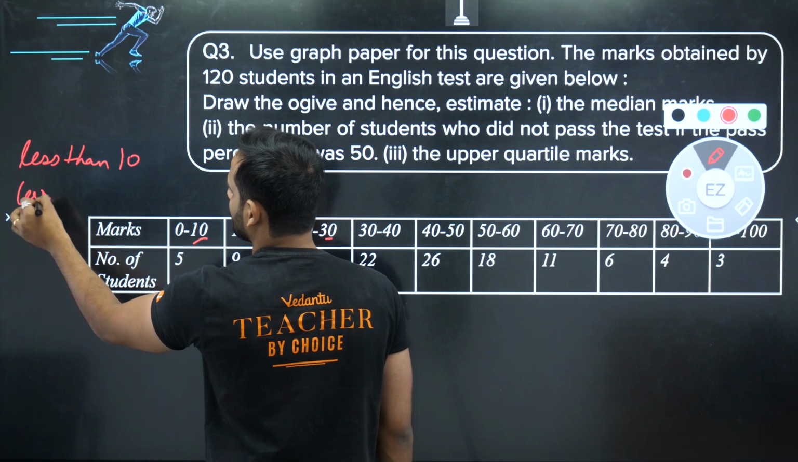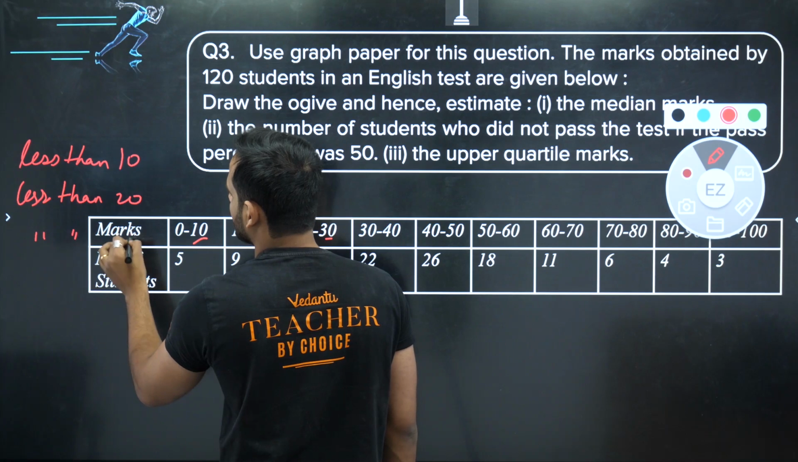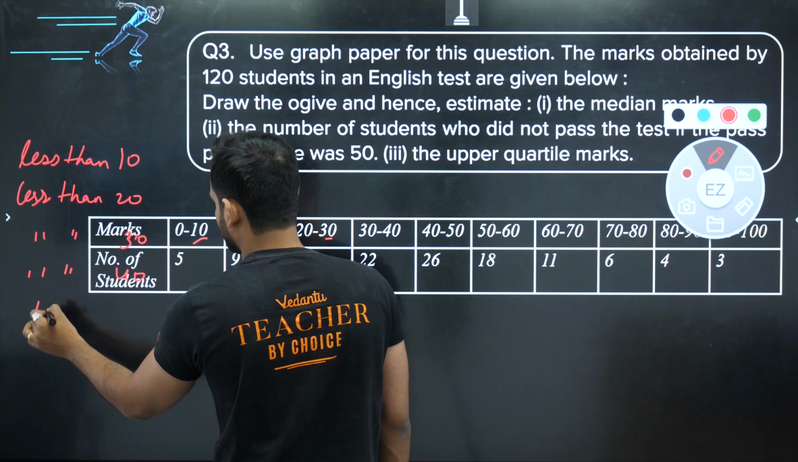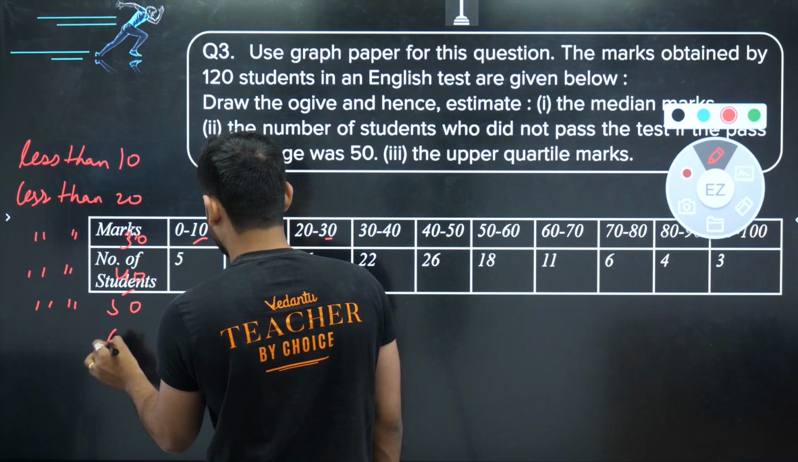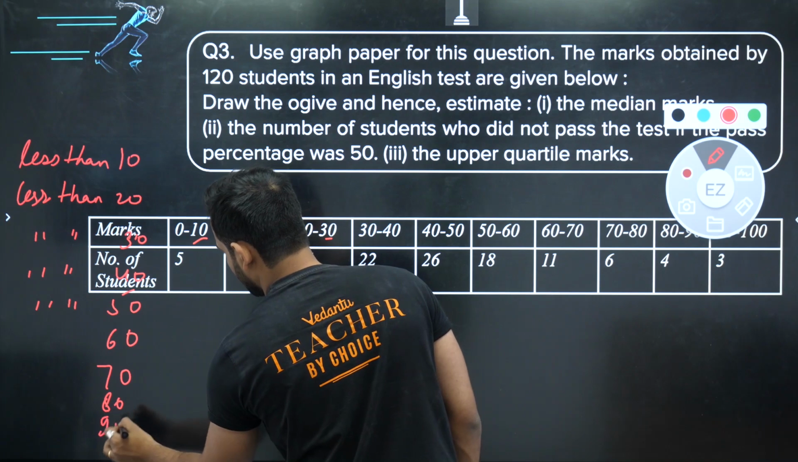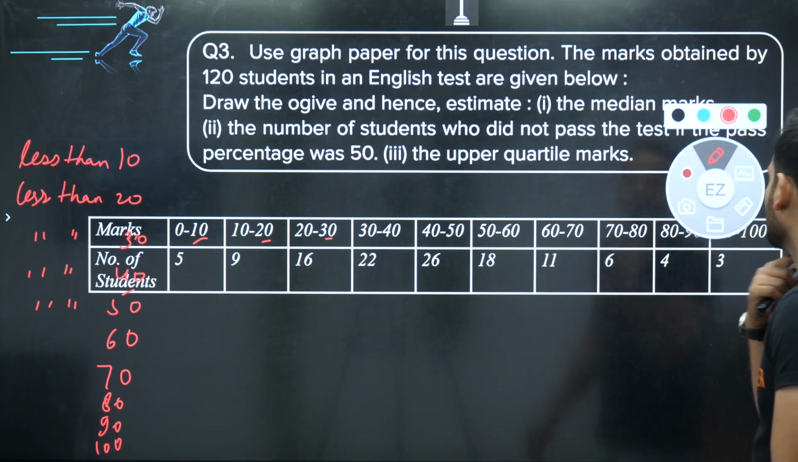Then the next part is going to become less than 20. Then the next part will become less than 30. Okay. Then less than 40, less than 50, less than 60, less than 70, less than 80, less than 90, and less than 100.